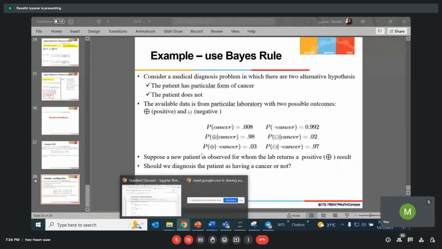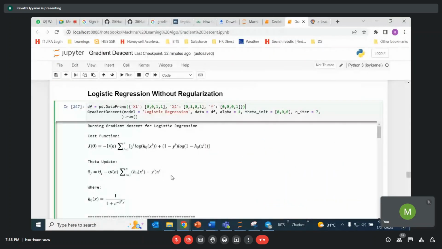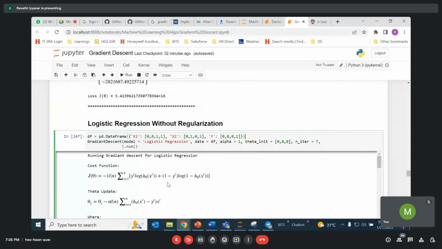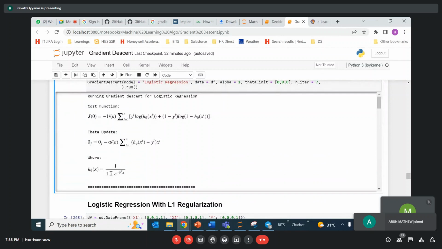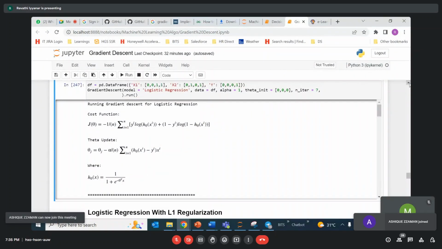So this is h theta, where the first one is the loss function and the second one is the theta update rule without regularization, and this is the sigmoid function. And initial thetas are given to us. Initial thetas are all zeros. It's given in the question.